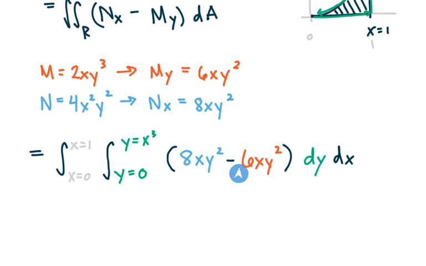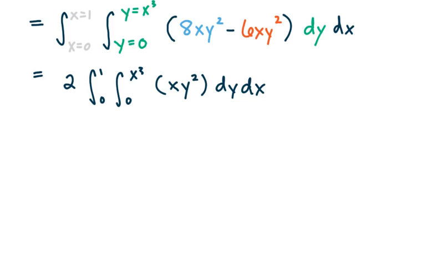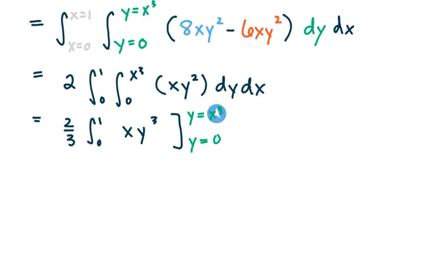Cleaning this up, my integrand is going to be 2x squared y minus... so xy squared. So I'm going to pull that 2 in front, and I've got 0 to 1 and 0 to x cubed, and I have xy squared dy dx. Integrating with respect to y first, I'm going to have 2/3, still have the 0 to 1, and that's going to become xy cubed. And we have y equals x cubed. Again, I always think it's helpful to write that there, y equals x cubed, y equals 0, because it's easy to get confused what you are plugging these two values in for. You're plugging them in for y.